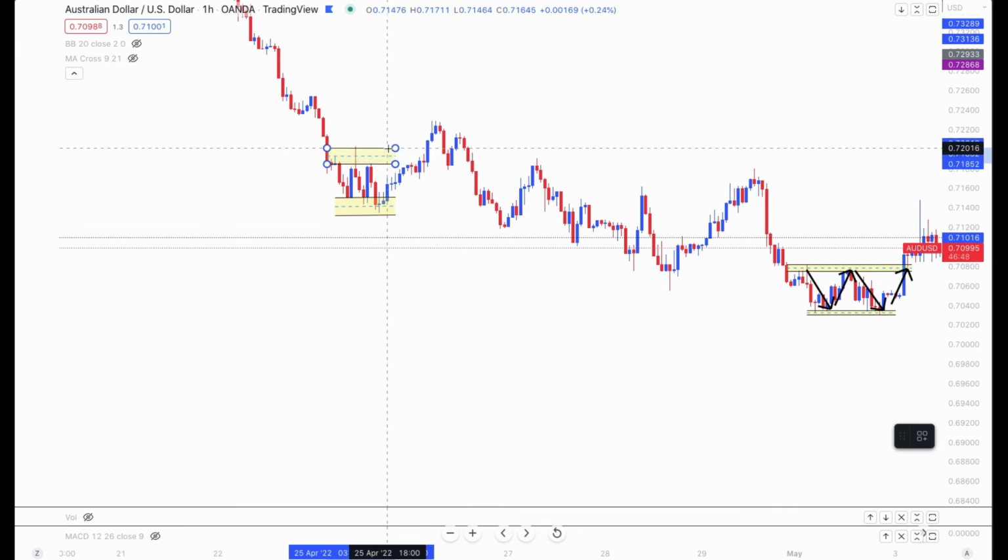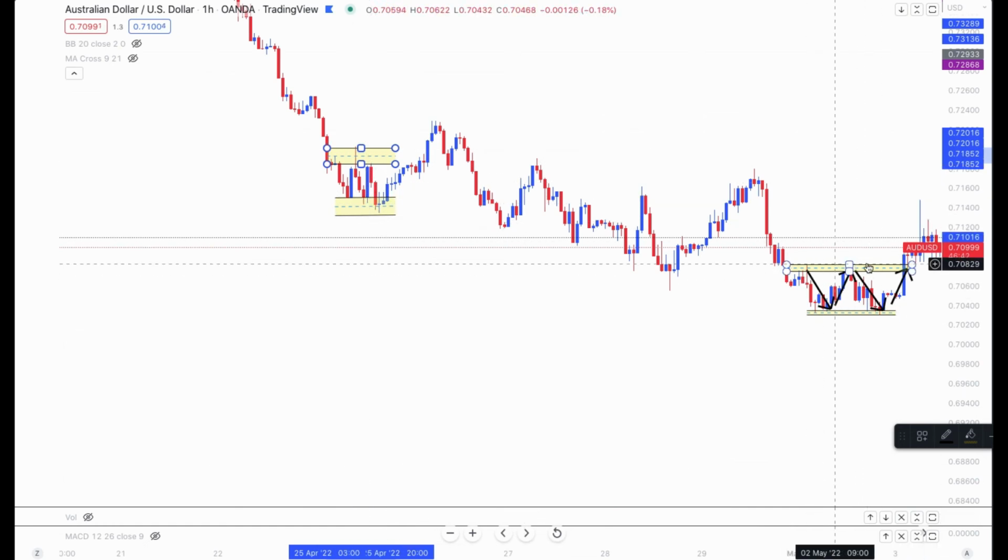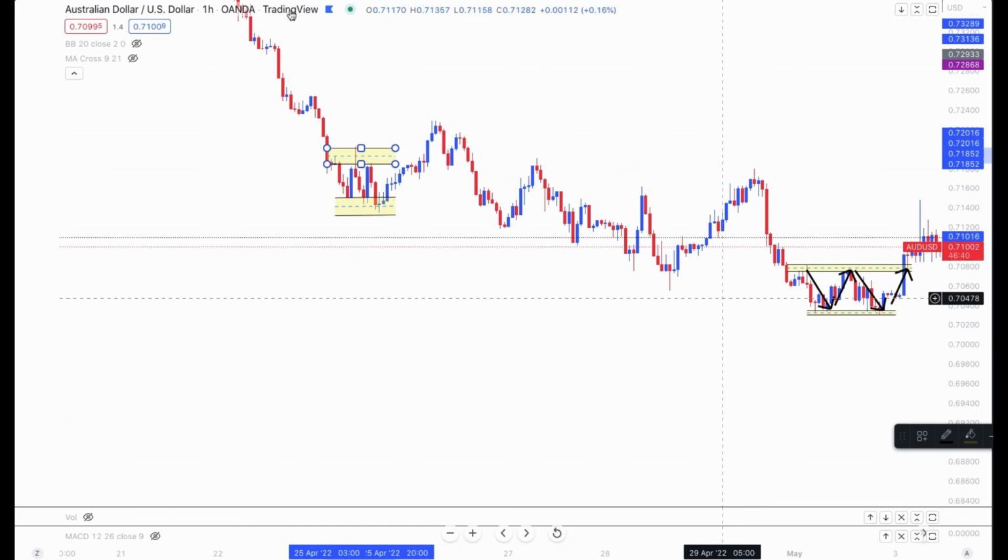All right. Resistance, support, resistance, support, resistance, support. Just like this one. You see? So we do find them, guys. We do find them. Let's go even deeper.